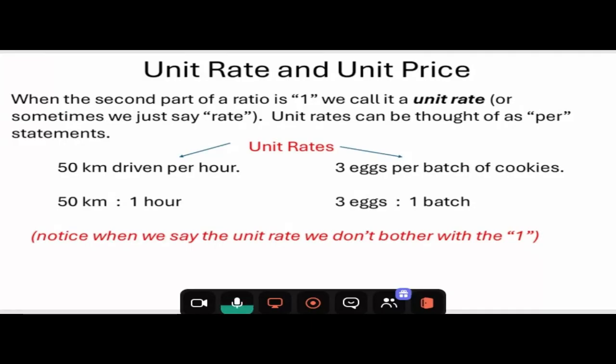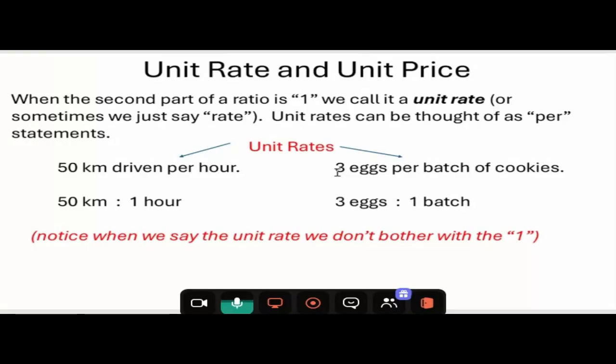And so when we read these initial statements here, these were rates. We don't bother with the 1, right? We usually don't say 50 kilometers driven per 1 hour, even though it's implied. 50 kilometers per hour. See, that's what I mean when I say these are per statements. We don't say 3 eggs per 1 batch of cookies. We just say how many eggs do you need per batch? 3 eggs per batch of cookies. So that's the idea of a unit rate.